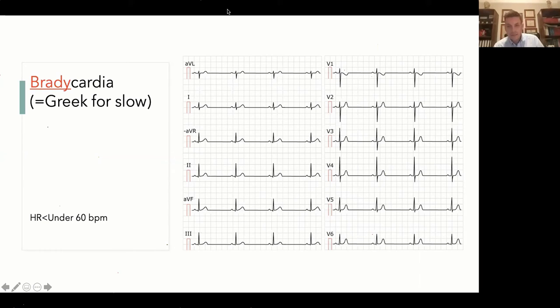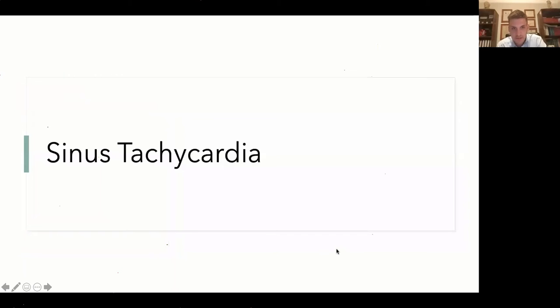Yes, yes, yes. That means it's working. Excellent. 50. So bradycardia: slow, heart rate under 60, and sinus. The SA node is firing at a very small rate, okay? Let's go to the opposite part now. Sinus tachycardia. Tachy is Greek for fast, and the heart rate is more than 90.